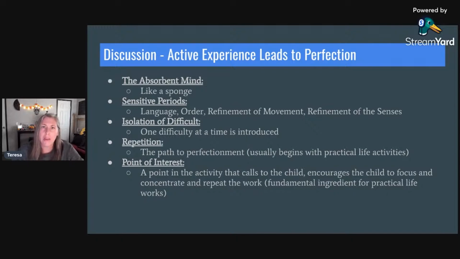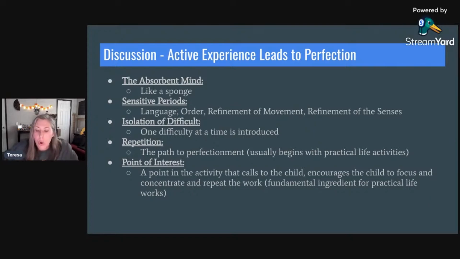there's got to be something about the work that calls to the child. There's got to be a point of interest. If there's not a point of interest, the child is never going to do the work. You might be able to force them into it once or twice, but if they don't have that intrinsic need to do it, that intrinsic calling, if you don't have that point of interest that calls to the child and gets them to repeat the work, it's just not gonna happen.